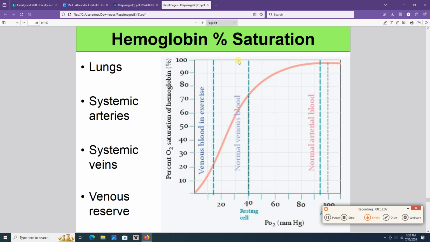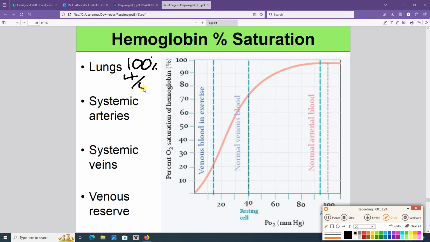There is a concept called hemoglobin saturation, and if we look at lung blood, it is almost 100% saturated. That means every hemoglobin, like 4 out of 4 spots for oxygen, are filled. Similarly, in our systemic arteries, we're practically 100% saturated. Again, 4 out of 4 spots on every hemoglobin for oxygen are filled.